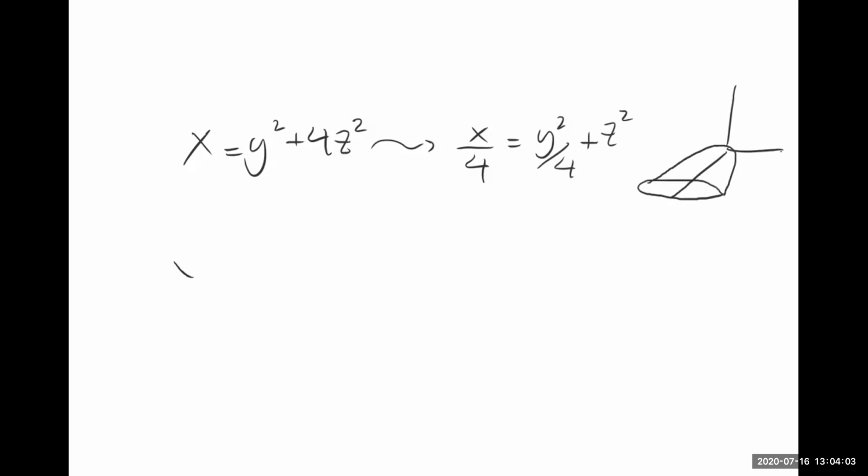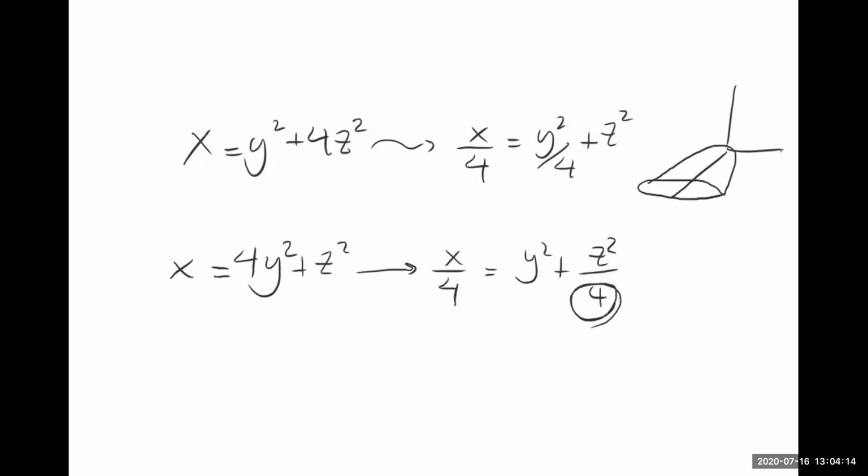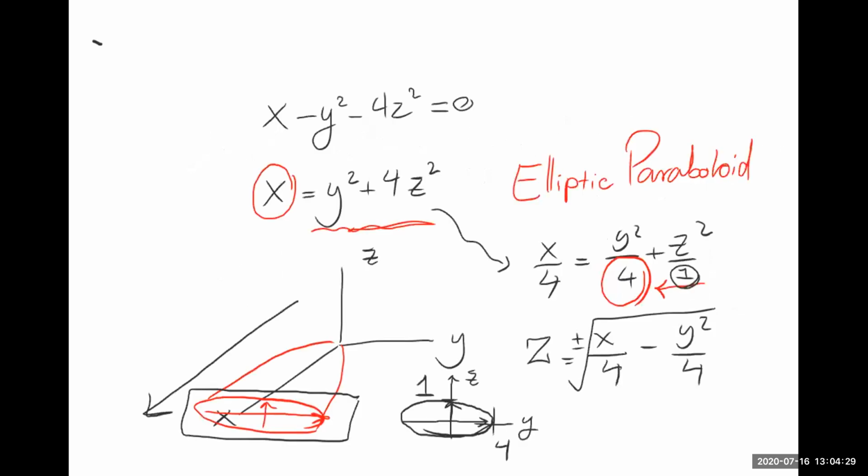But if the equation was 4y squared plus z squared, if I divide everything by 4, x over 4 would be y squared plus z squared over 4. Now here, this number is larger. So it would be more like this. Let's try to sketch the graph with the computer. These subtleties don't matter much, but I want you to at least see it once.